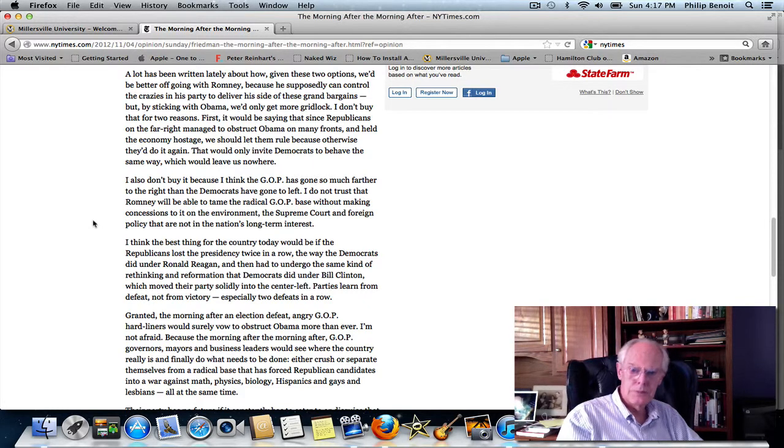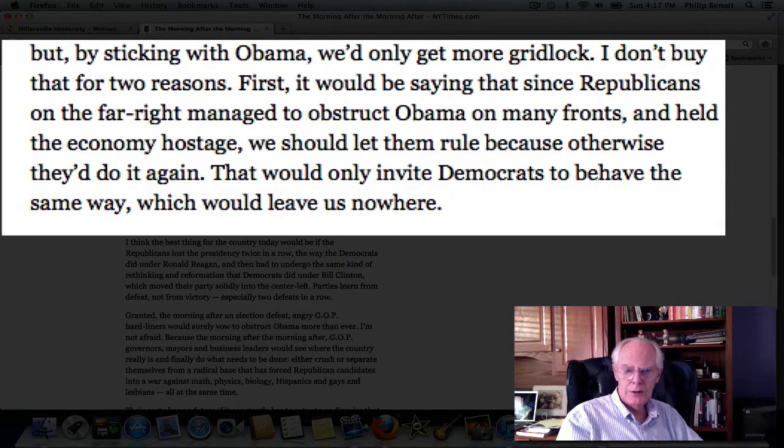Now here's another informal phrase. I don't buy that for two reasons. I don't buy that is something that you probably wouldn't, again, find in very formal academic writing. First, it would be saying that since Republicans on the far right managed to obstruct Obama on many fronts and held the economy hostage, we should let them rule because otherwise they'd do it again. A sort of a formal sentence there. If we say obstruct rather than block or prevent Obama from doing certain things and so forth. Obstruct is a good academic word, but it's also not something that's inaccessible.